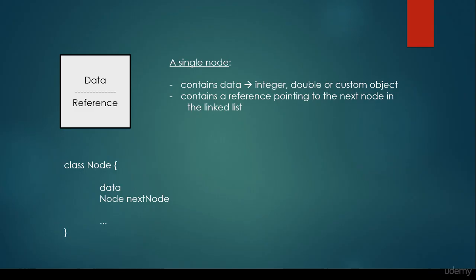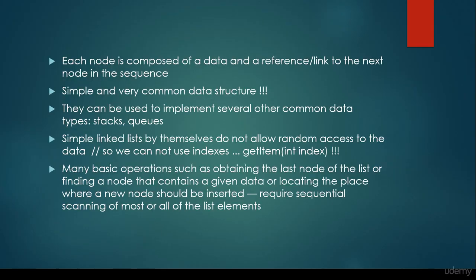If we would like to implement the node class, whether in Java or Python or C++, we have to create a node class, and in the node class we can have everything we want, but two important features we have to include: the data we would like to store and the reference to the next node. It's going to be a node, of course. So each node is composed of data and a reference to the next node in the sequence. It is a simple and very common data structure. Linked lists can be used to implement several other common data types such as stacks or queues.